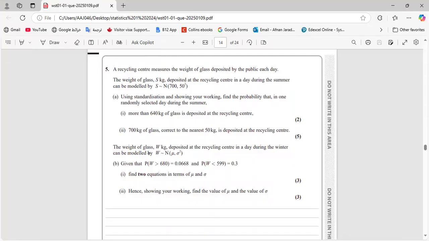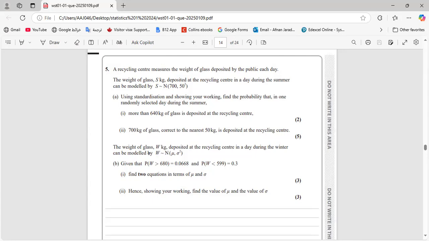So parts (i) and (ii) are done, going to part (b). The weight of glass, W kilograms, deposited at the recycling center in a day during the winter can be modeled by W distributed normally with mean mu and variance sigma squared. Given that the probability of W greater than 680 equals 0.0668 and the probability of W less than 599 equals 0.3, (i) find two equations in terms of mu and sigma, and (ii) showing your working, find the values of mu and sigma.